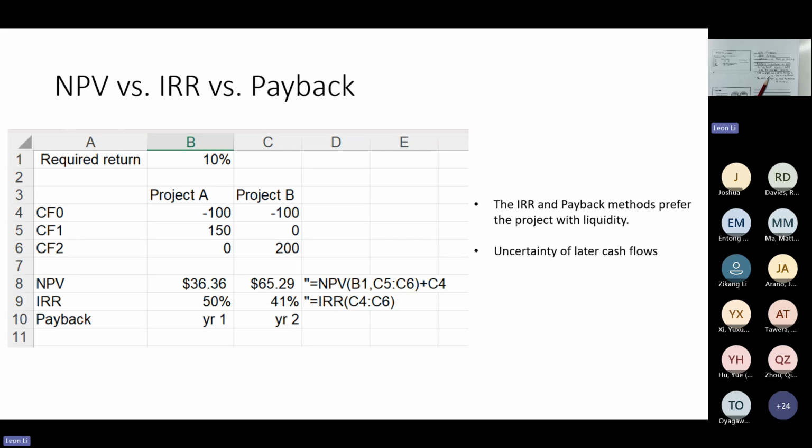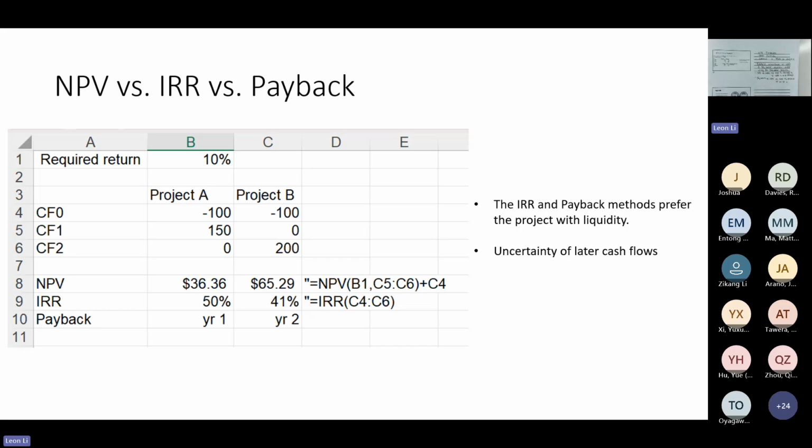So IRR versus NPV. In the IRR calculation, you don't need to estimate the required return. You just use the cash flow of the project. You don't need to estimate the required return or the cost of capital if IRR is high enough. In the example, our IRR is 41% and 50% is high enough. You don't need to have the cost of capital. You know the two projects are good. You just need to choose one. So this is the advantage of IRR.